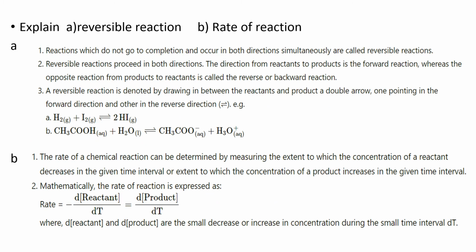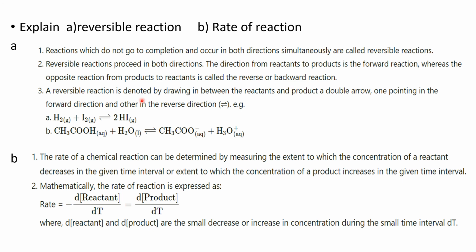Explain A. Reversible reaction, B. Rate of reaction. A. Reversible reaction. Reactions which do not go to completion and occur in both directions simultaneously are called reversible reactions. Reversible reactions proceed in both directions. The direction from reactant to product is the forward reaction, whereas the opposite reaction from products to reactants is called the reverse or backward reaction.